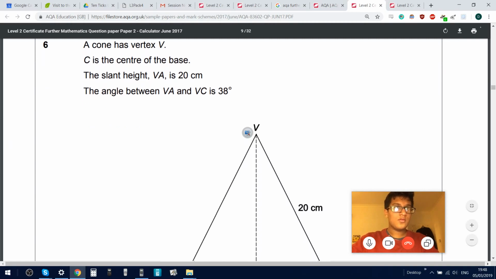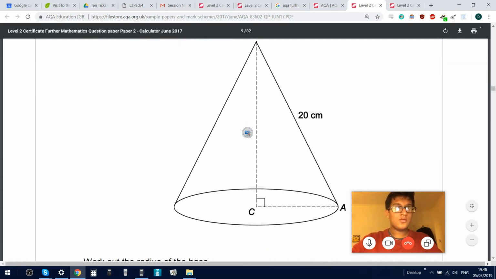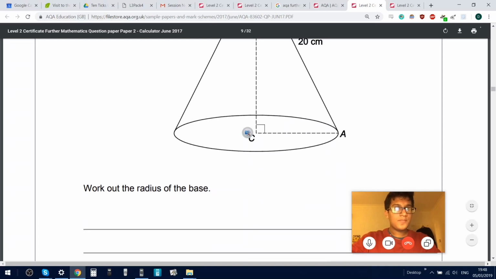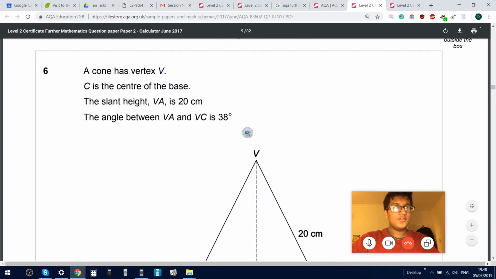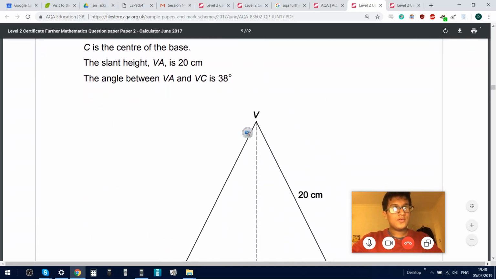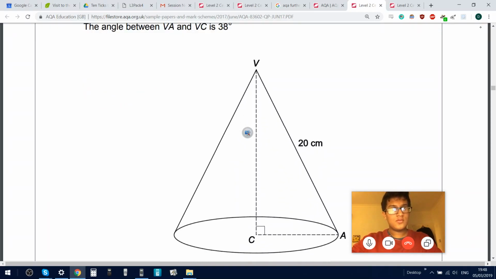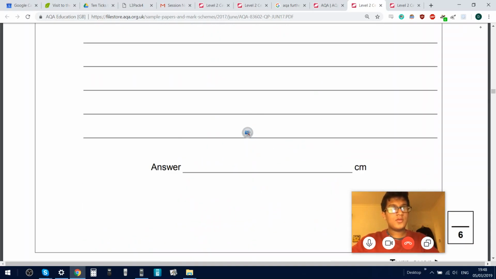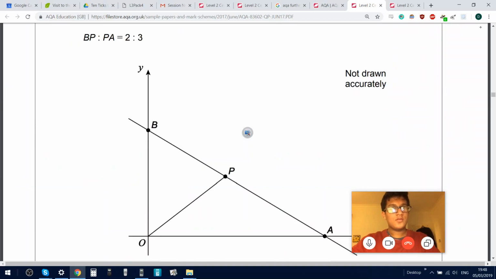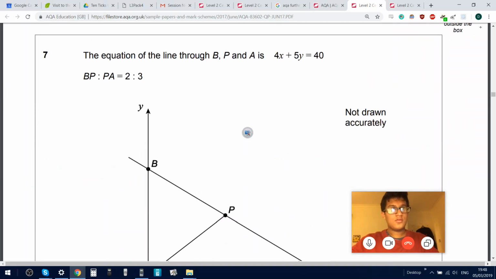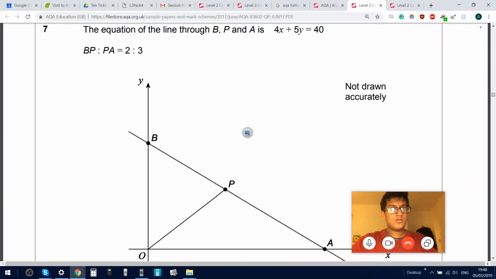This is a cone. Work out the radius of the base. The angle between VA and VC is 38. So the top angle is 38 degrees, and you have to find the radius. I think you're okay for that? All right. Yeah, it's just like SOHCAHTOA or something. So the equation of the line is that.